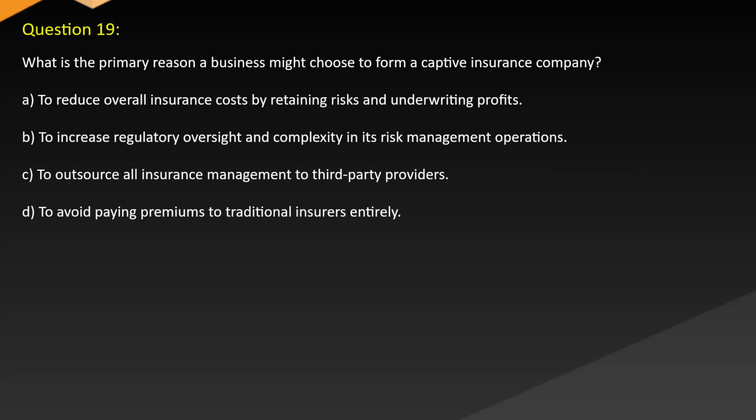Question 19. What is the primary reason a business might choose to form a captive insurance company? A. To reduce overall insurance costs by retaining risks and underwriting profits. B. To increase regulatory oversight and complexity in its risk management operations. C. To outsource all insurance management to third-party providers. D. To avoid paying premiums to traditional insurers entirely.